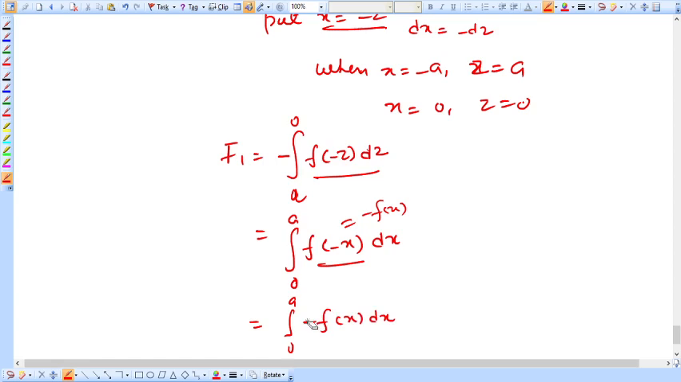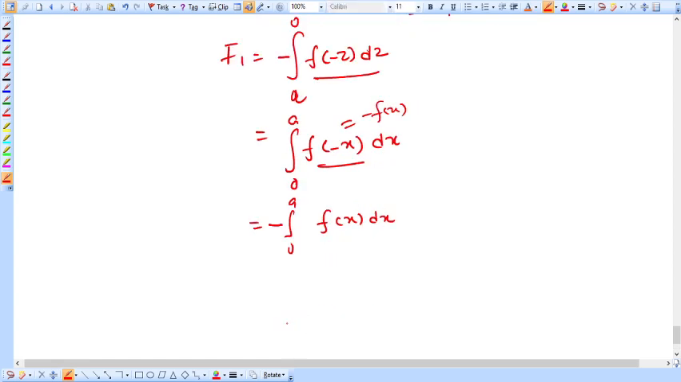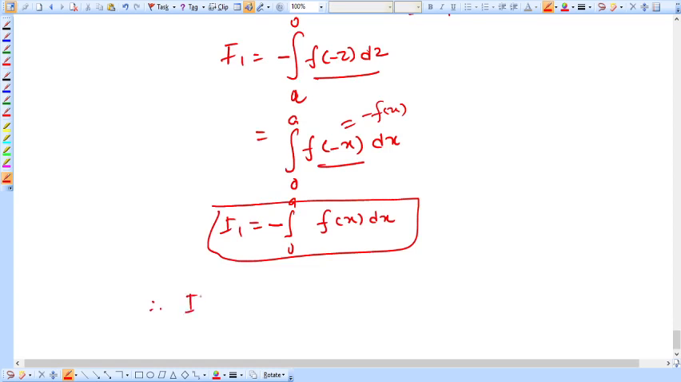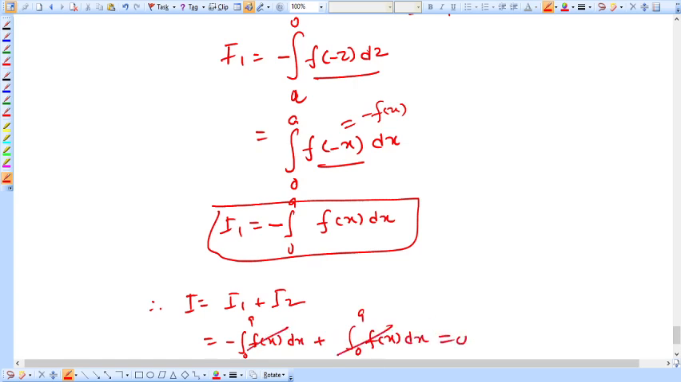Okay, so can we write this sign, minus sign outside the integration? Yes, of course. Okay, so I1 in this case is minus of this and this, so therefore I is equal to I1 plus I2. Okay, and what is your I1? I1 is minus 0 to a f of x dx, और I2 कितना है, 0 to a f of x dx. ओके, दोनों सेम है तो कैंसिल हो जाएगा, एक नेगेटिव साइन के साथ है, सो इट इज इक्वल टू 0.